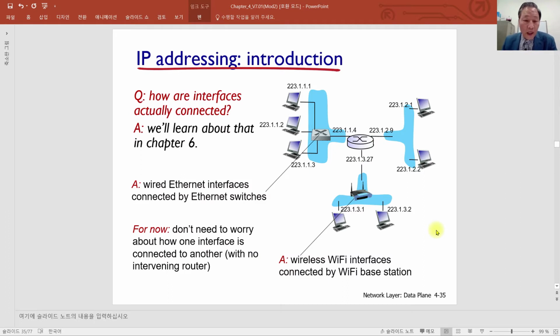Then how are interfaces actually connected? This topic is probably discussed in chapter 6. Usually that interface topic is related to the physical layer, and the Ethernet topic is discussed in chapter 6. Even though that is the data link layer, Ethernet is related, thus that is discussed a little bit.